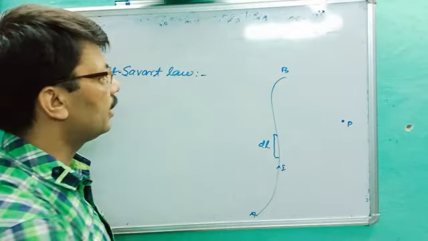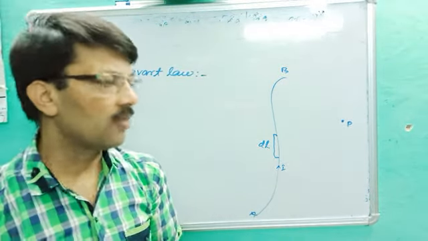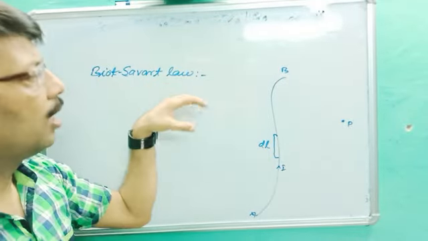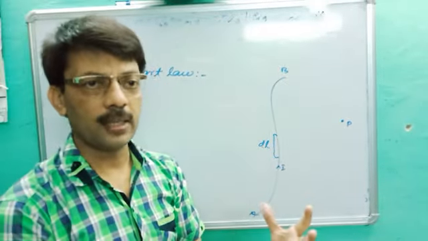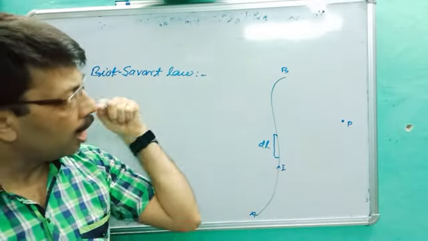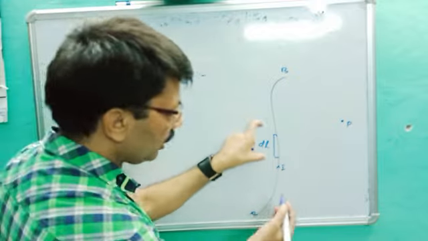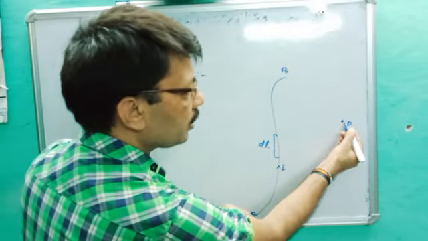No doubt a magnetic field is created. That is confirmed by the Oersted experiment. Here we are talking about Biot-Savart law: how much magnetic field is created, and on how many factors it depends. It is confirmed by that scientist. So DL is the current element, and I ask you to find the magnetic field at P.